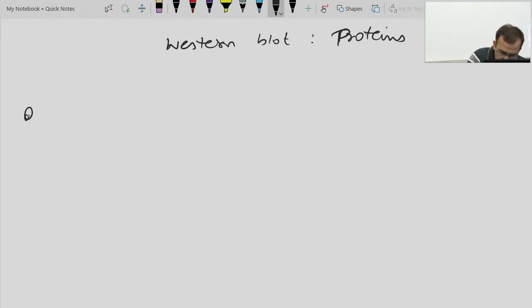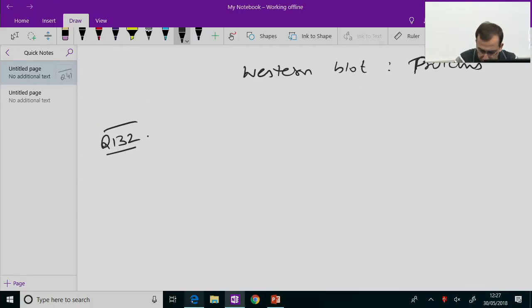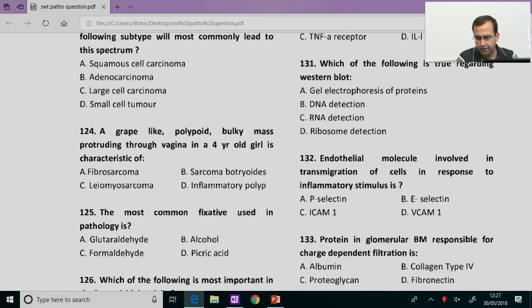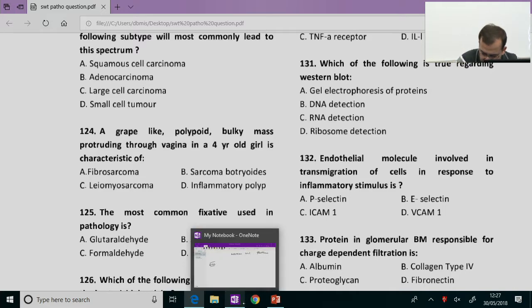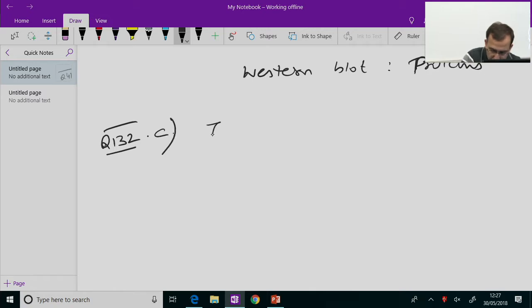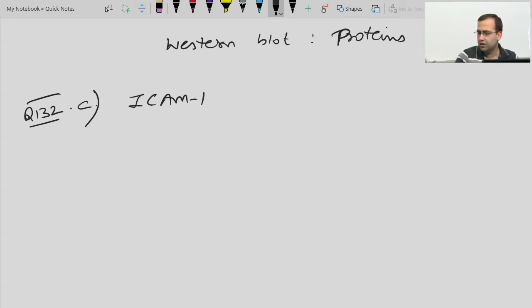This gets us to the next question, that is question number 132. The endothelial molecule involved in transmigration of cells in response to an inflammatory stimulus is ICAM1. Transmigration of cells, ICAM1. So this gets us to the master table of this.